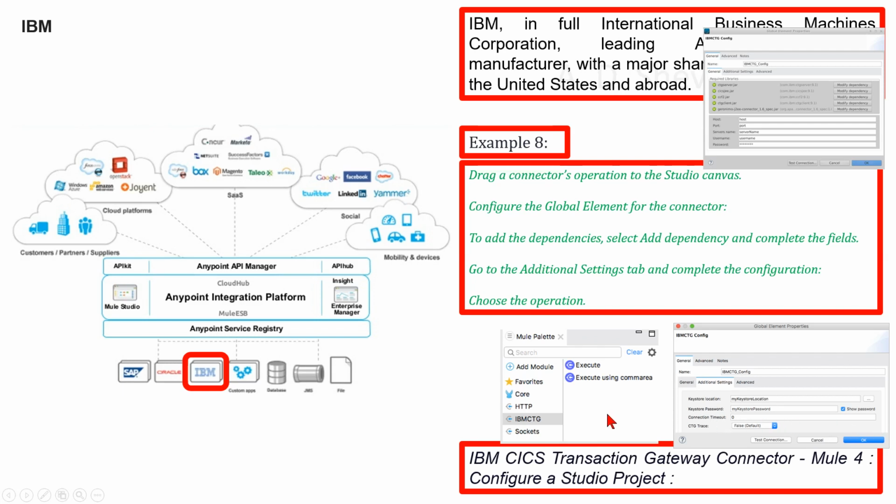Choose the operation. The IBM CTG connector supports the following two outbound operations. Execute, invoke the CICS program with the data encapsulated as channels and containers. Execute using COMMAREA, invoke the CICS program with the data encapsulated as a COMMAREA. Requests are limited to a maximum of 32 KB.